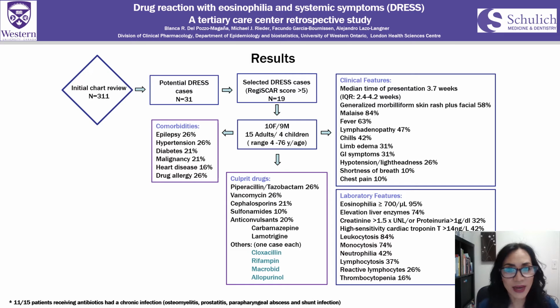An interesting finding was that although cardiac symptoms were reported in only 4 patients, elevation of troponin was reported in twice as many. This suggests that cardiac involvement may pass unnoticed in many of these patients. All our patients had eosinophilia, but only 95% of them had counts above 700 cells per microliter. Interestingly, at the time of admission, only 14 patients had eosinophilia. Atypical lymphocytes were observed in 1 out of every 4 patients.